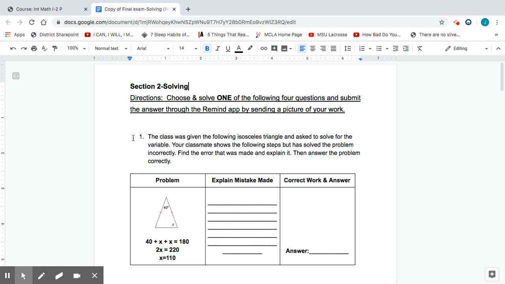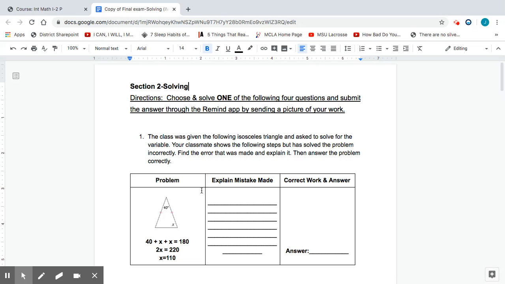The class was given the following isosceles triangle and asked to solve for the variable. Your classmate shows the following steps, but has solved the problem incorrectly. Find the error that was made and explain it, then answer the problem correctly. So here was our isosceles triangle. We have a 40, we have an x, and they wrote the equation 40 plus x equals 180. And then the next line, they got 2x equals 220. And then the next line, they got x equals 110.